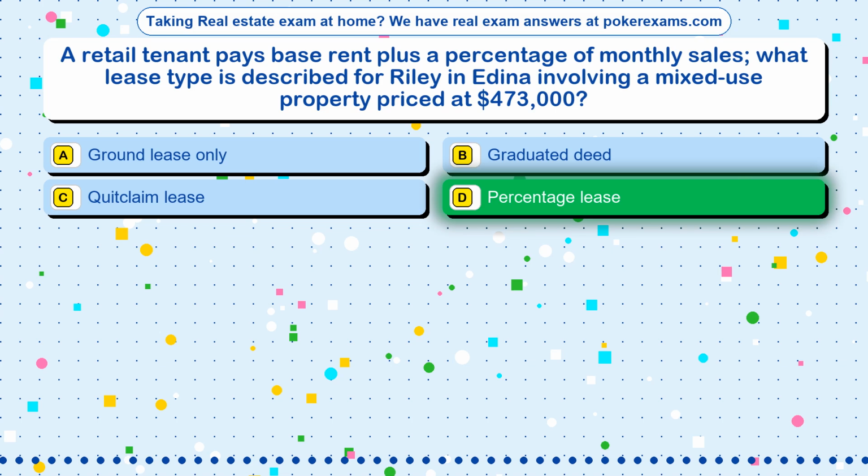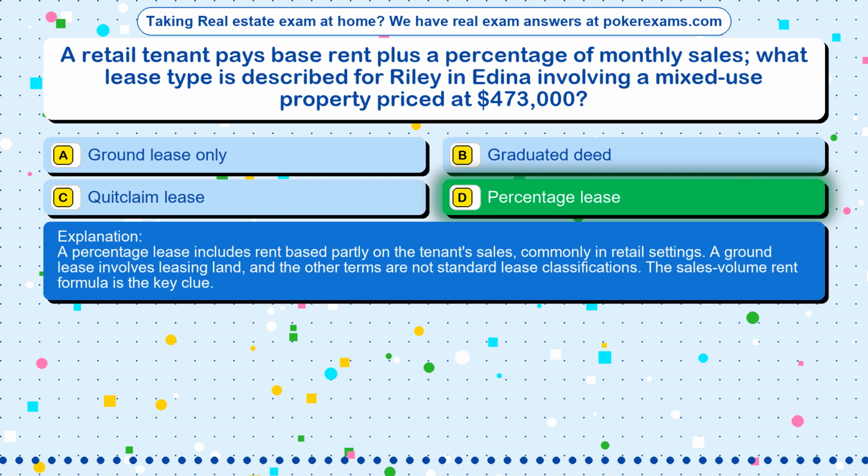The correct answer is option D. Percentage lease. A percentage lease includes rent based partly on the tenant's sales, commonly in retail settings. A ground lease involves leasing land, and the other terms are not standard lease classifications. The sales volume rent formula is the key clue.